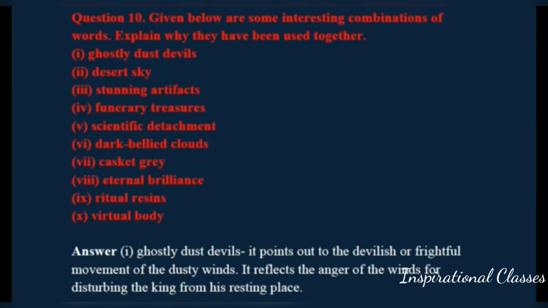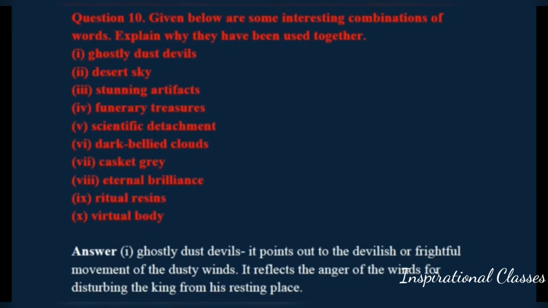Question 10. Given below are some interesting combinations of words. Explain why they have been used together. 1. Ghostly dust devils. 2. Desert sky. 3. Stunning artifacts. 4. Funerary treasures. 5. Scientific detachment. 6. Dark-bellied clouds. 7. Cascade gray. 8. Eternal brilliance. 9. Ritual resins. 10. Virtual body.